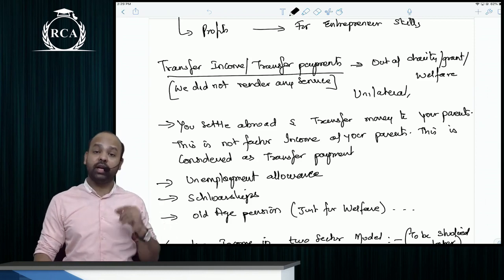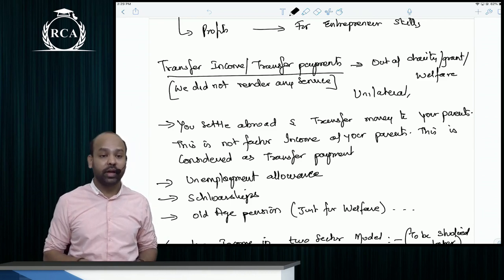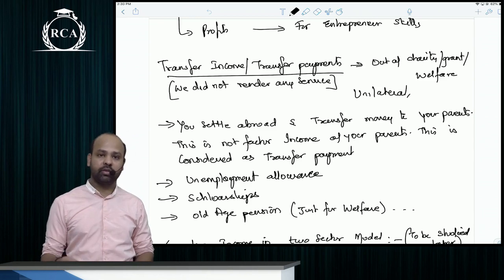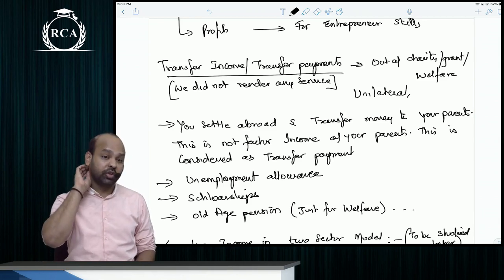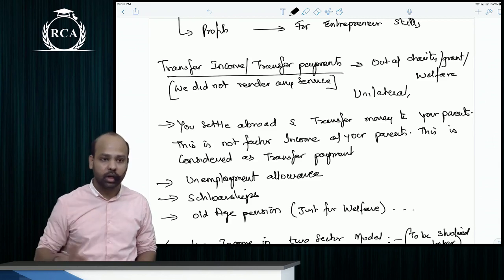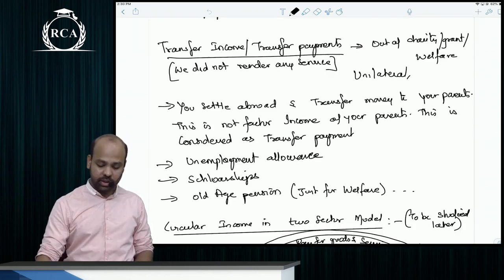What if you designed a website for someone in the US? Now that will be factor income. Understood? Yes sir. Always remember, things like scholarship, unemployment allowance, old age pension, these are all transfer payments, guys. These are not factor incomes.